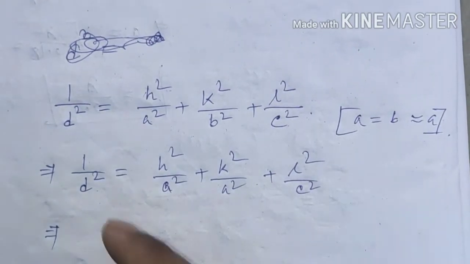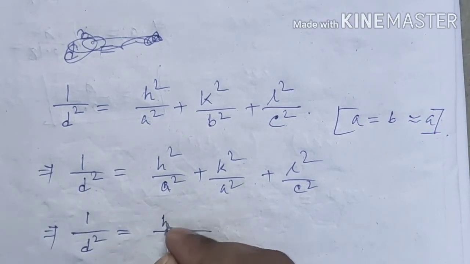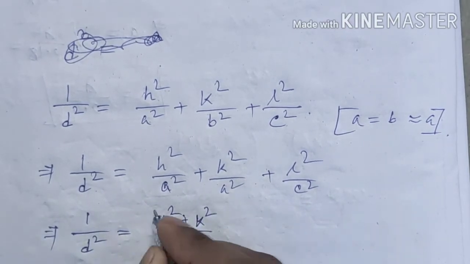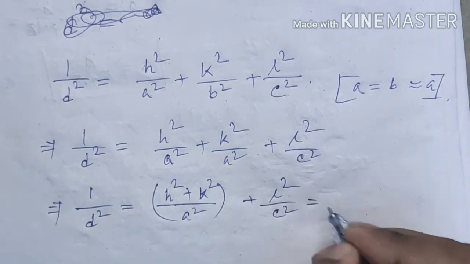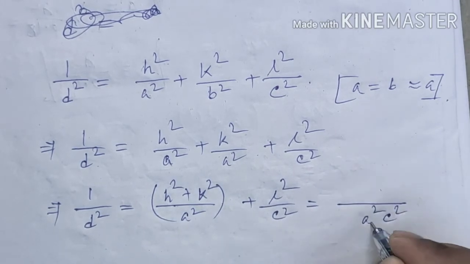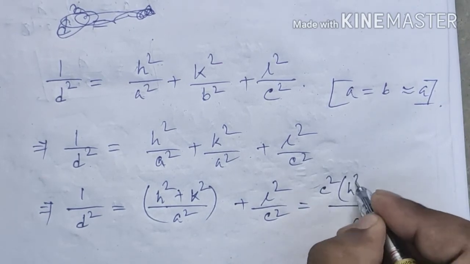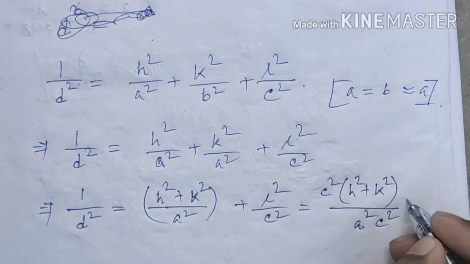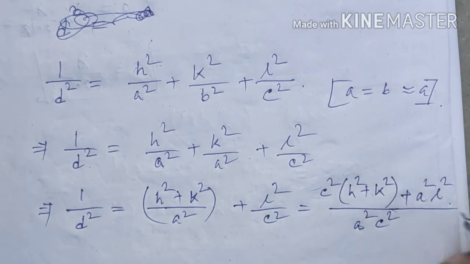So if we solve it, we will get h square plus k square divided by a square, plus l square by c square. And we can solve it like this: c square into h square plus k square, plus a square into l square, divided by a square c square.